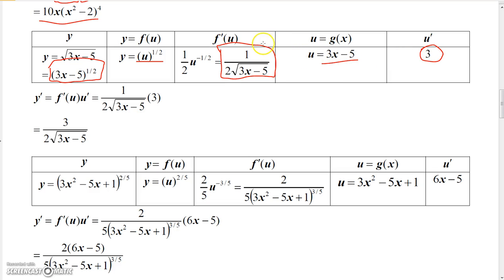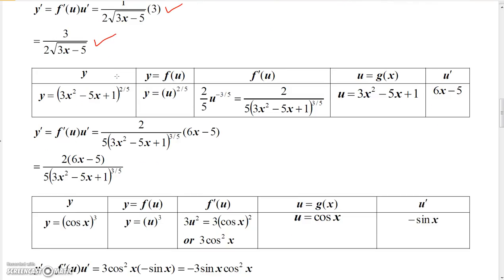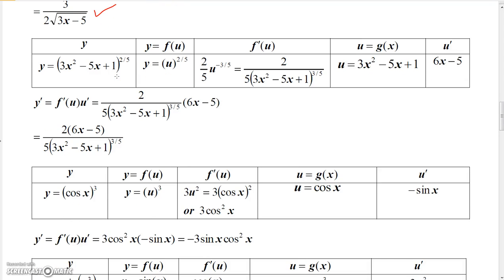So now if you multiply these two together, you're going to get 1 over 2 square root of 3x minus 5 times 3, which is going to be the derivative. So hopefully it's kind of settling in with you now.